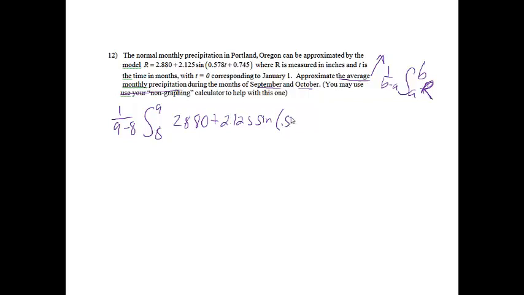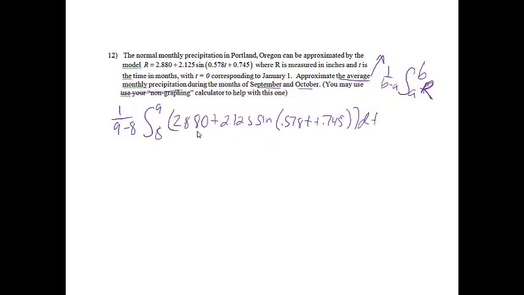So if we want an average monthly precipitation, the second I see the word average, I'm going to do 1 over b minus a times the integral from a to b of my function, and this function in this case happens to be R. So we're going to have 1 over, we just want to go from September to October, so we're just going to go from month 8 to month 9, so it will be 9 minus 8, and we'll go from 8 to 9, and then we'll put our function in there. So 2.880 plus 2.125 sine of (0.578t plus 0.745), and this will all be dt.